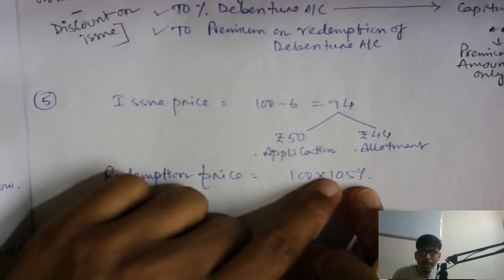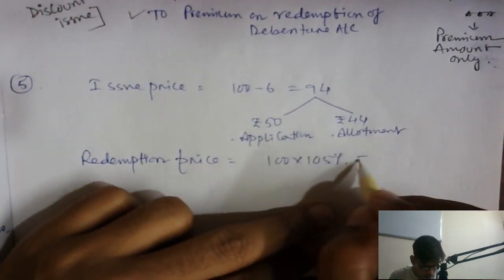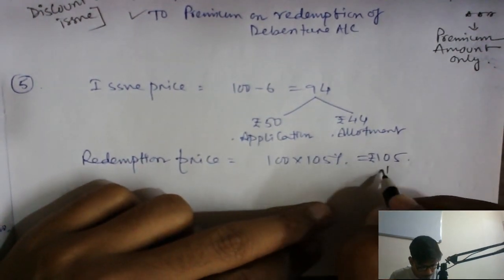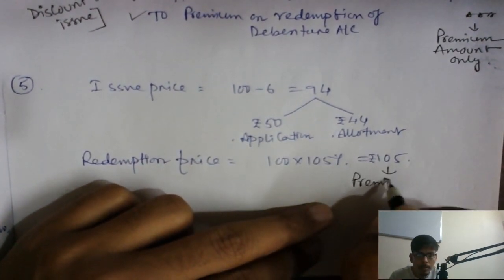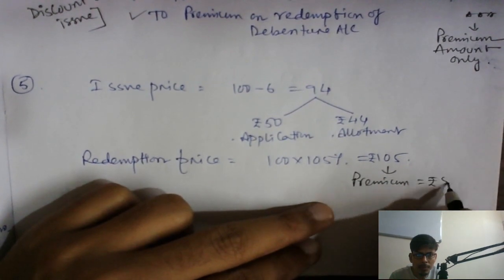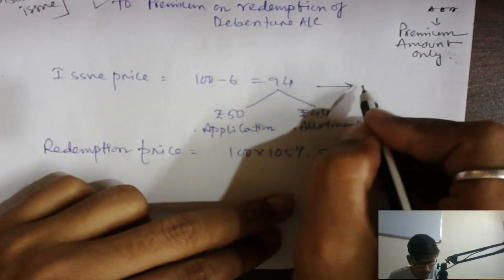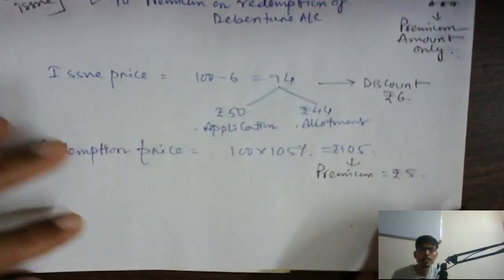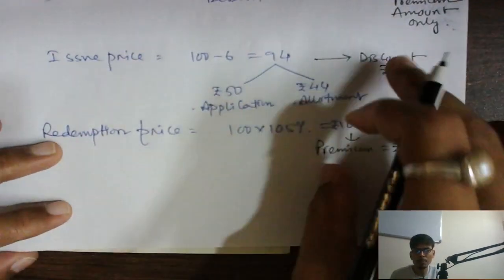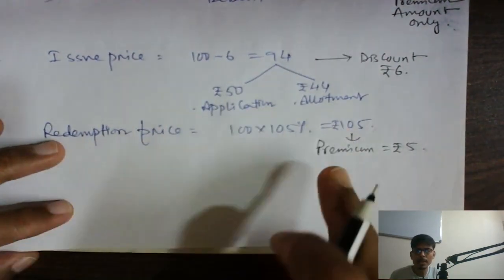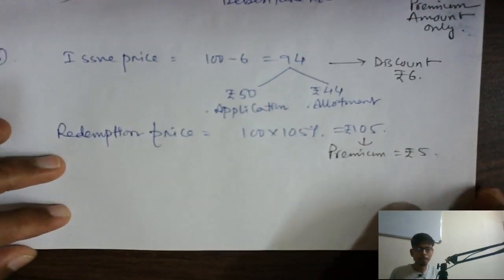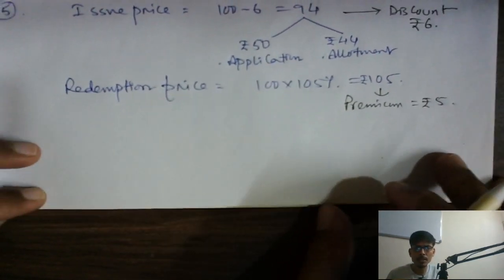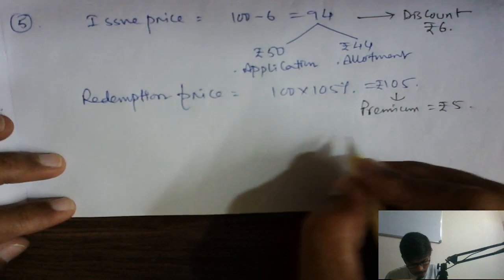is 5% premium included, that's why I'm making 105%. So 105. So you can say premium is rupees 5, and here you can write discount rupees 6. So discount 6, premium 5, both we have. Okay. So see the journal entry will be, first journal entry will be much more easier. Can we have the journal entry first?